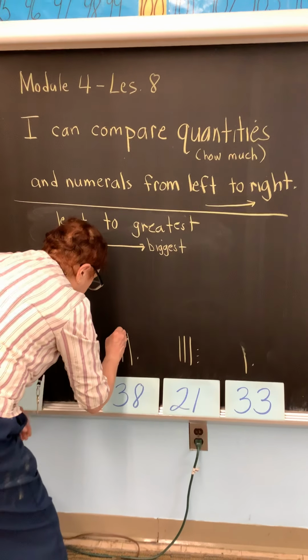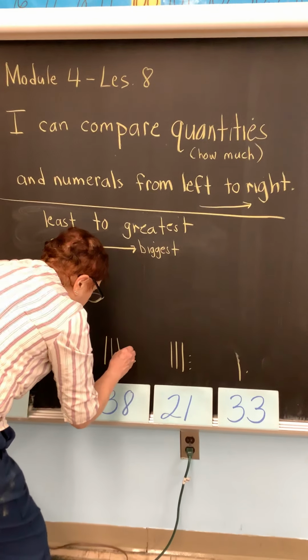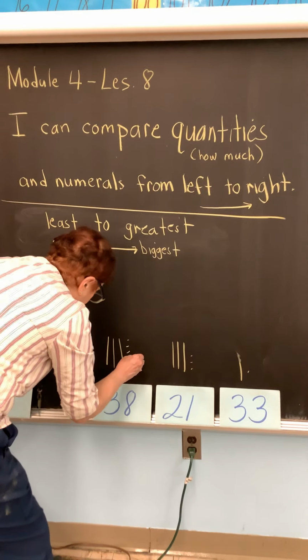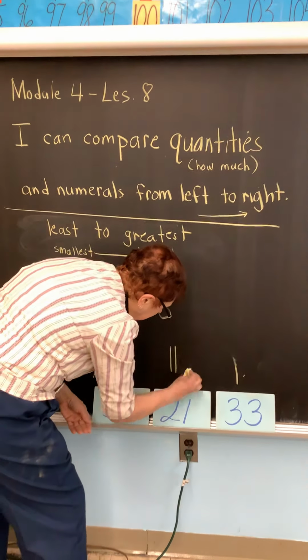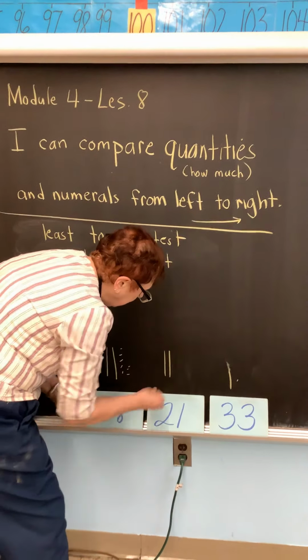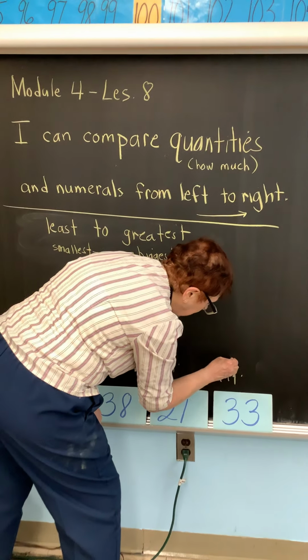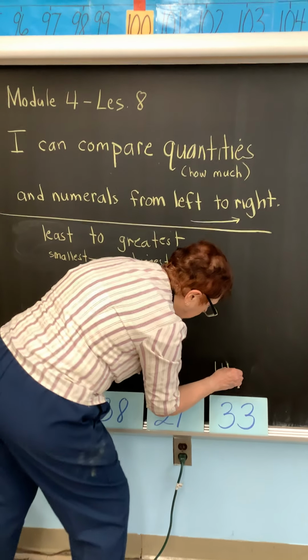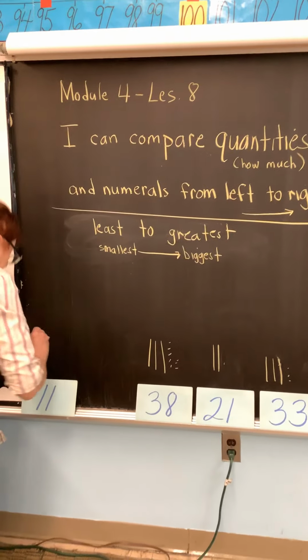So let's put our 30, 8, 1, 2, 3, 4, 5, 6, 7, 8, 21, 10, 21, and our 33. 10, 20, 30, 31, 32, 33. So we're going to leave that one there because we know that's our 1 10 and 1 1.